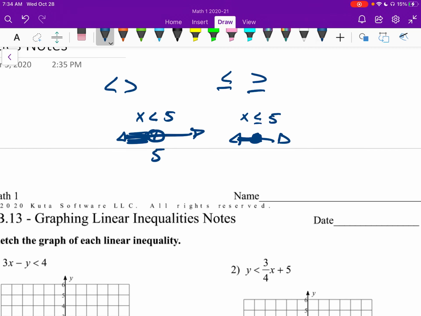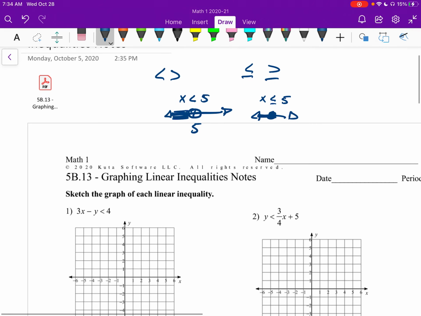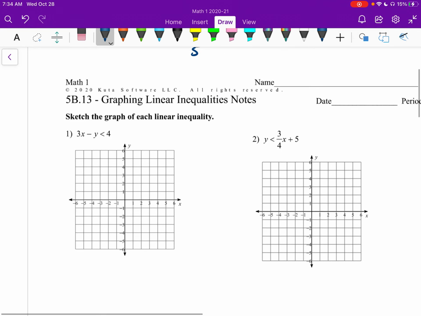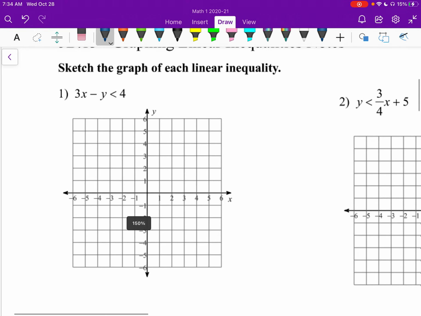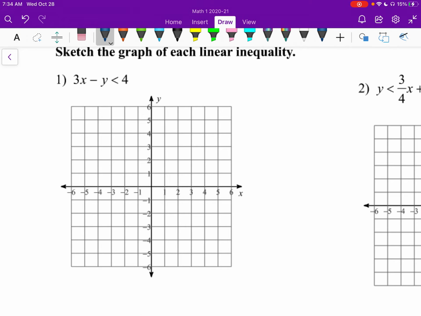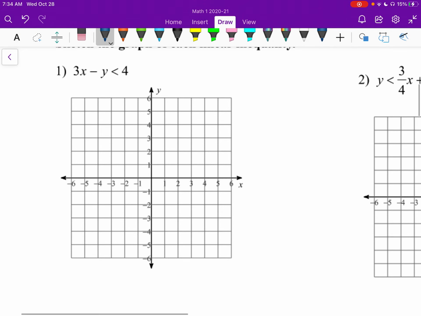So in this one, we're looking at lines now, right? That was like a one-dimensional idea. Now we're going to a two-dimensional idea. We have x and y. We're going to start off by just plain old graphing the line, okay? We can graph the line however we want.